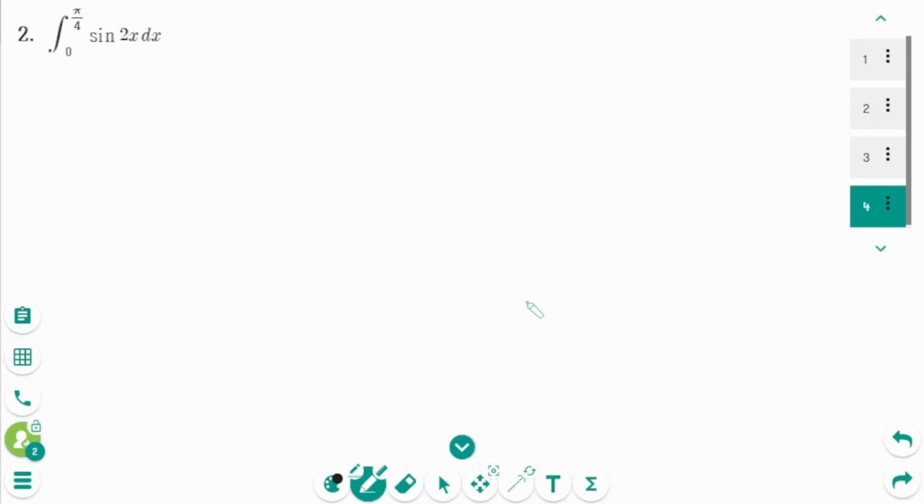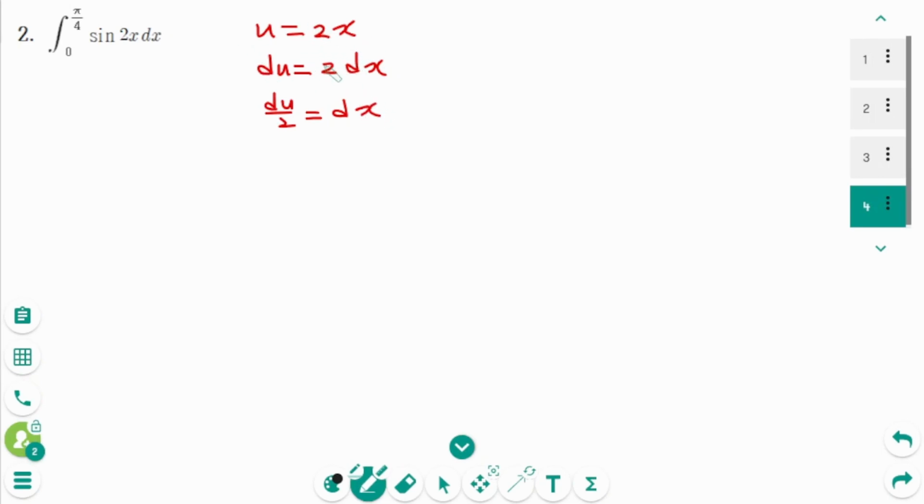Now, let's evaluate the definite integral. First, let's use a substitution method. Evaluating the definite integral using substitution shows that when a variable is changed, the limits of integration for x are also changed to the integration limits for u. Let's check. Let u equal 2x, derive on each side, du equals 2 dx, then divide by 2 on each side, du over 2 equals dx.